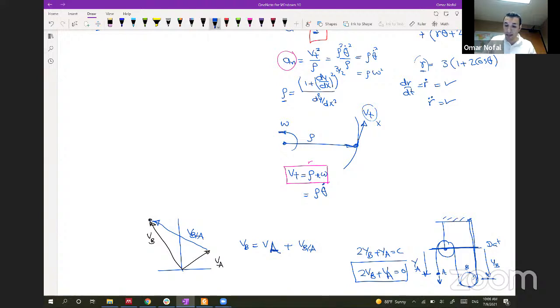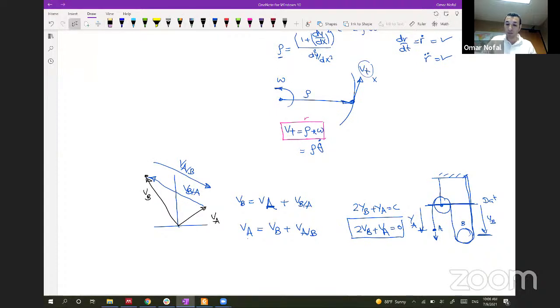And if you want to get VA with respect to B, you will have VA equal to VB plus VA with respect to B. And they are totally different quantities. So if you are getting VA with respect to B, it will be something like this. And this is the same equation we will be using for acceleration. So if we want to get AA, it will be AB plus AA with respect to B. And make sure in these equations that the subscripts are consistent, like A will be equal to B multiplied by A over B, so it will give you A on the left and right hand side. So this is for chapter two.